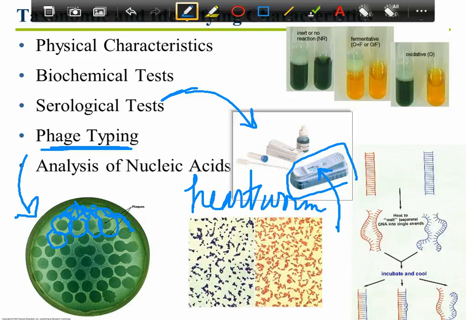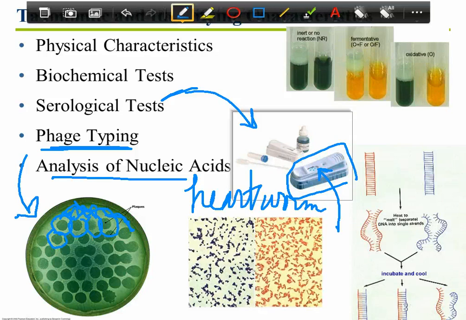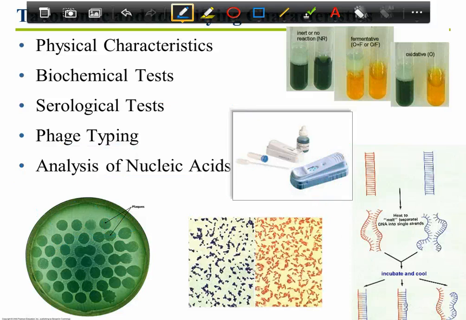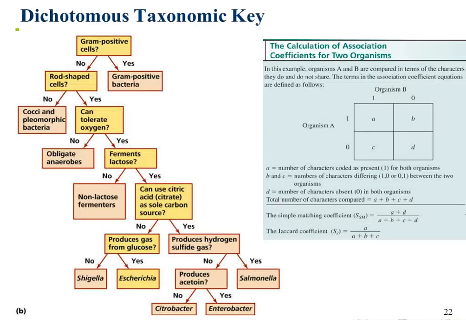You can also analyze nucleic acids and proteins, DNA, enzymes, orders of amino acids, all sorts of things like that to get more information about the organism. Okay, taxonomic keys. We're going to be using them in lab. Here's an example.